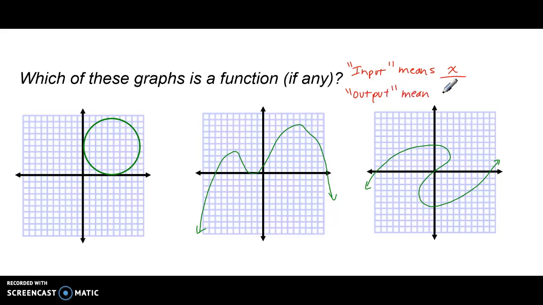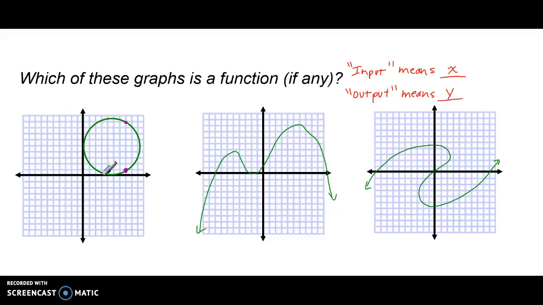So if the basic definition says that each input should have only one output, what that translates into for a picture is each x should have only one y. So if you take a look at that circle on the left, there are a lot of places that I could draw this, but I'm going to pick over here. Think about these 2 points here.